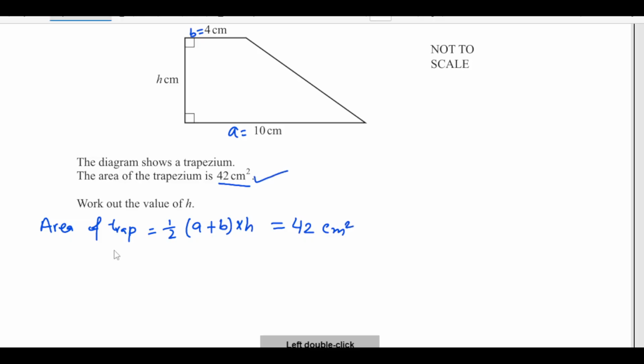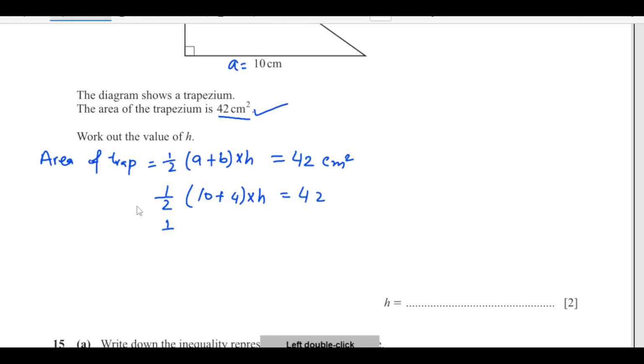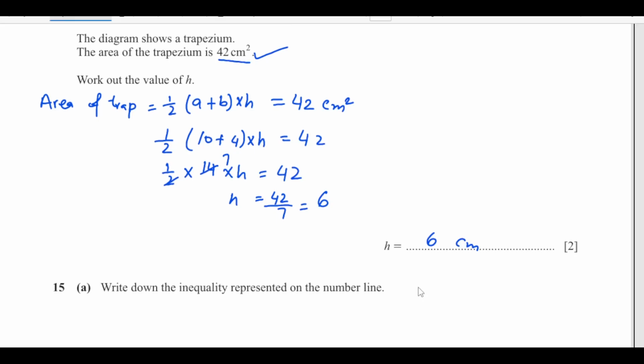So we will just substitute the values now. A is 10 and B is 4 times height equals 42. Now you simplify this. So this is 1 over 2 times 10 plus 4, 14 into h equals 42. So 2 times 7. So we have h equals 42 over 7, that is 6. So value of h is 6 centimeters, right? Centimeters are already given, so value of h is 6.